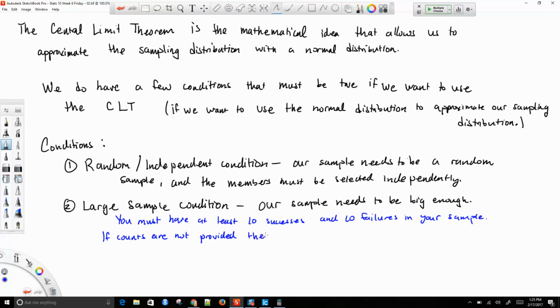Then both n times p must be bigger than or equal to 10. This, n times p, is kind of like your number of successes, right? And n times 1 minus p must be greater than or equal to 10 as well.